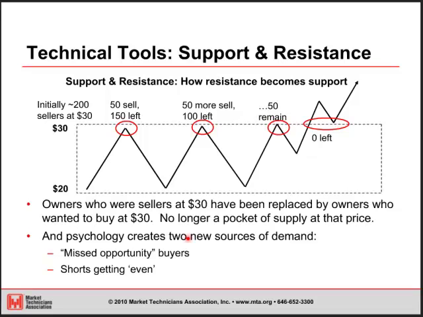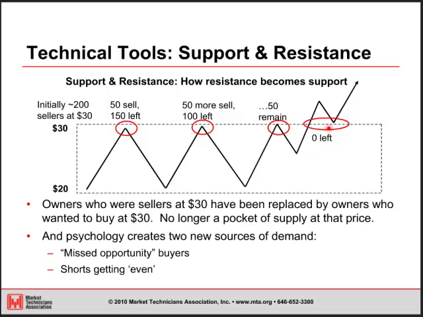Additionally, psychology creates two new sources of demand. One, you've got missed opportunity buyers, those who said, I wanted to buy it at 30, but I didn't get a chance. And we just took a look at one of those situations on that prior gap in Priceline. So when the stock comes back down to 30, those missed opportunity buyers are saying, I really want to buy it here. So that becomes an additional source of demand.